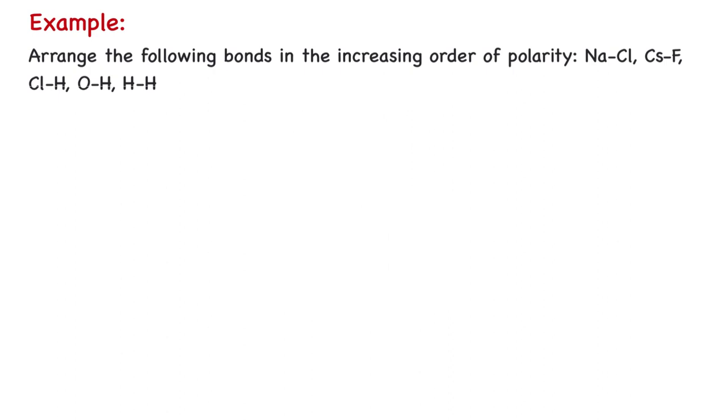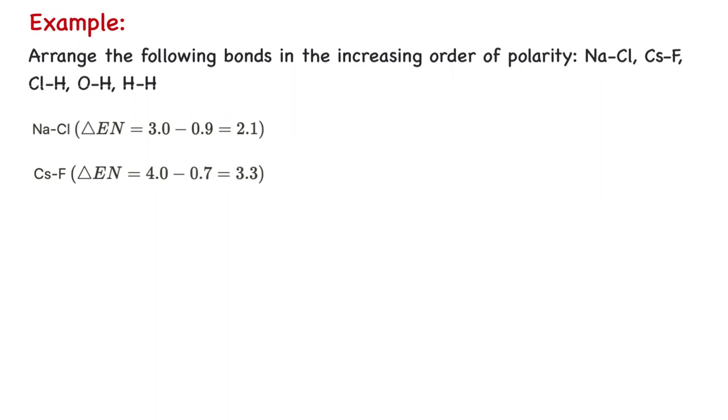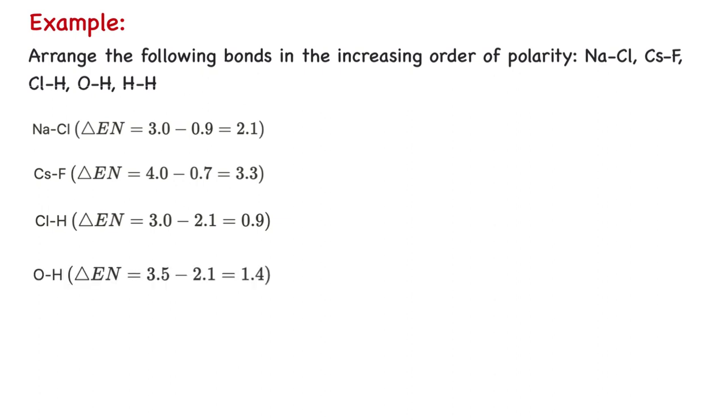Okay. First, we can calculate the electronegativity difference between the bonding atoms for each type of bond. For sodium and chlorine, the electronegativity difference is 2.1. For cesium and fluorine, it is 3.3. For chlorine and hydrogen, it is 0.9. For oxygen and hydrogen, it is 1.4. And for hydrogen and hydrogen, because they are identical atoms, the electronegativity difference is 0.